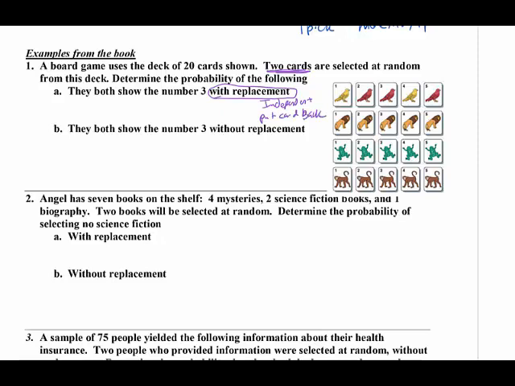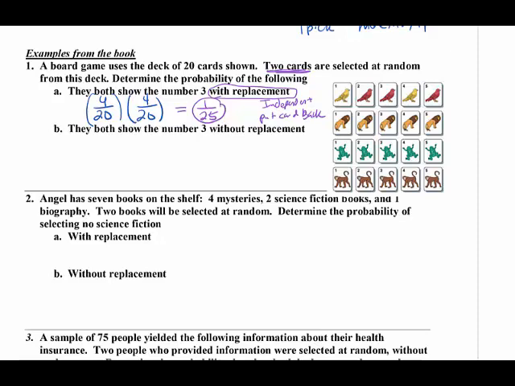So the probability that the first one is a 3, we have 1, 2, 3, 4 threes. So 4 out of 20. I look at the card, I put it back in, so there are still 4 out of 20 threes for the second pick. That's the same thing as 1/5 times 1/5, which should give me 1/25 in my calculator.